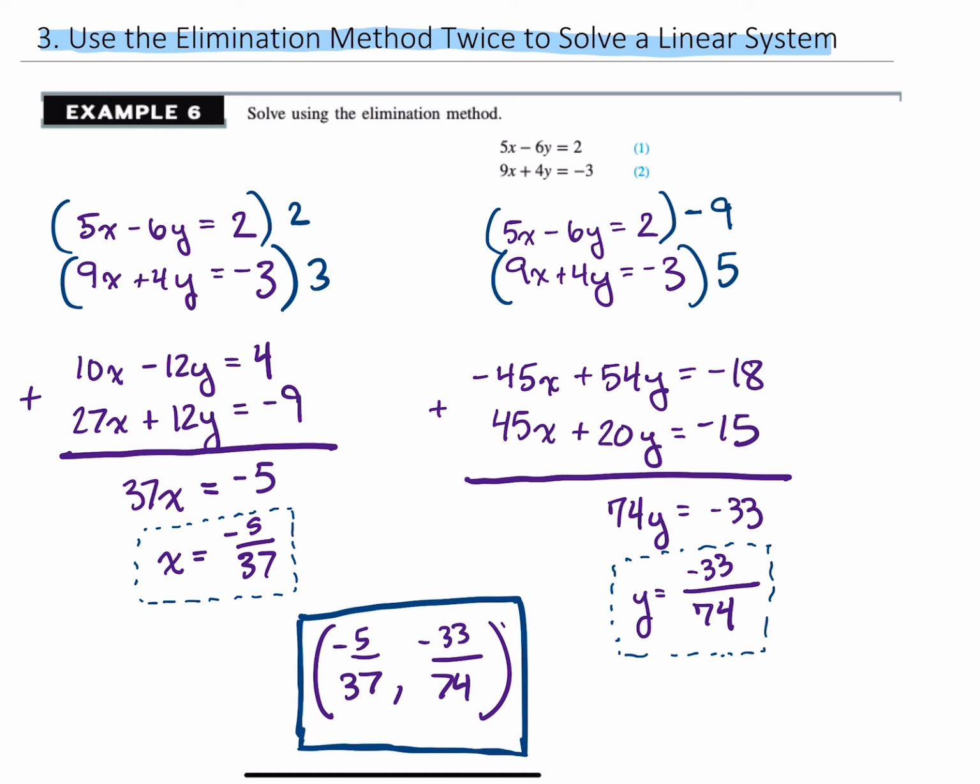And I just want to say again that we can solve this system with any method we want. We could try to solve it with substitution. We can solve it with elimination, where we take the answer for one variable and plug it into an original equation. Or we can solve with elimination twice like this and get our two different parts of our solution.